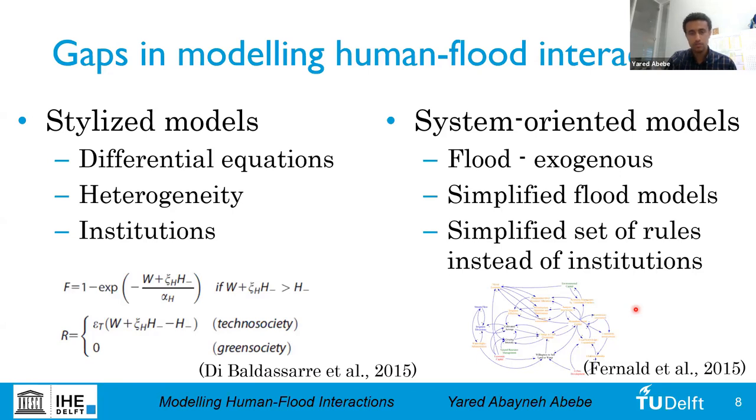If you look at system-oriented models, most of those we identified consider flood as an exogenous element of the system. So they don't consider it an actual part of the system, but like an outsider. Because of that, they use simplified flood models. And in terms of institutions, they don't have a well-defined concept of institutions from social science theories, while they just use a very simplified set of rules. For example, here, what you see is a system diagram.